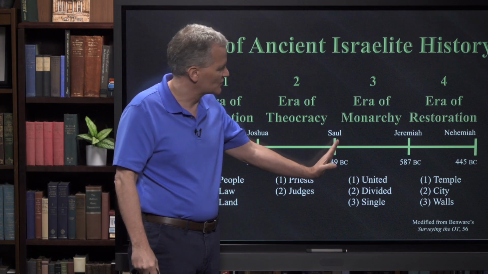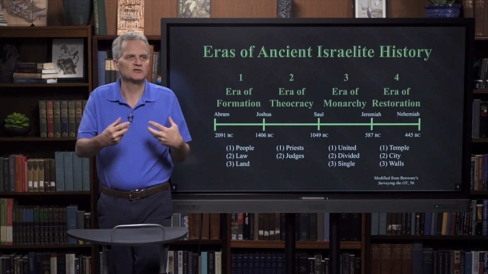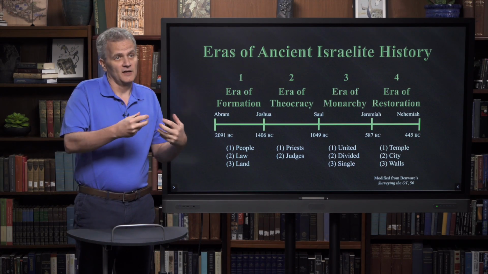and that represents the beginning of the era of monarchy that goes all the way down to 587 BC in the days of Jeremiah, because it's in Jeremiah's day that the Neo-Assyrians under King Nebuchadnezzar come from the east, attack, and wipe out the Judites and destroy the Judite kingdom. And the survivors, those who weren't killed, were carted off into captivity in Babylonia. And at that point, we begin this new era.